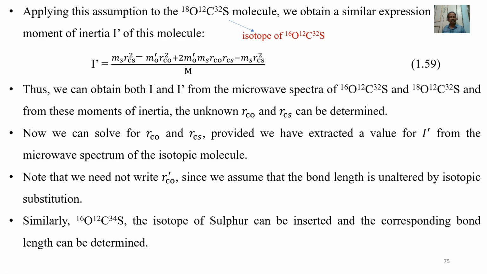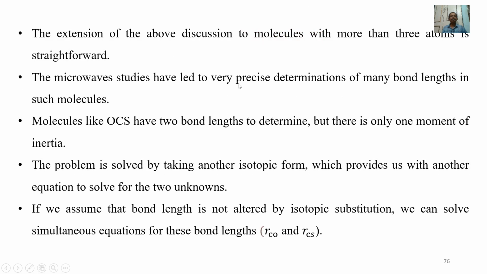Similarly, one can also use the other isotope, the sulfur isotope. So instead of O16, C12, S32, we can write this as S34, the isotope of sulfur, which can be inserted, and the corresponding bond length also can be determined. The extension of the above discussion to molecules with more than 3 atoms is straightforward. The microwave studies have led to very precise determinations of many bond lengths in such molecules.